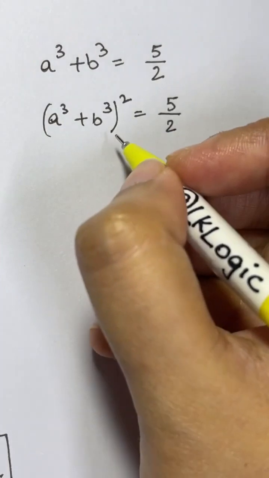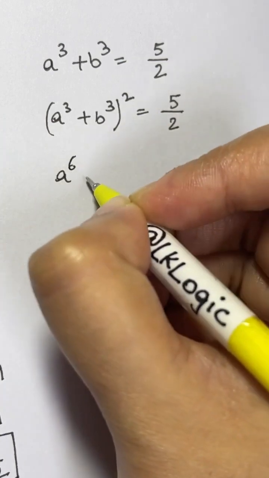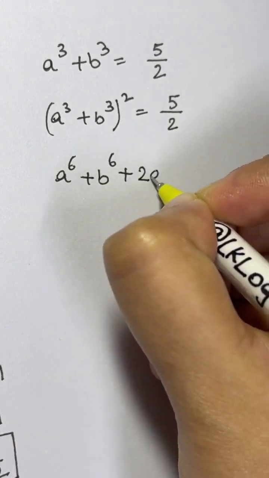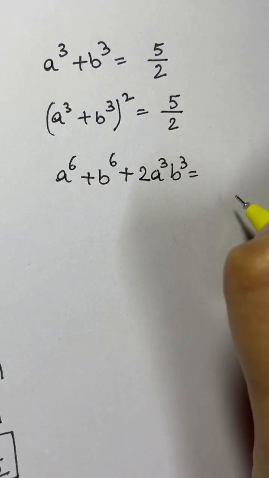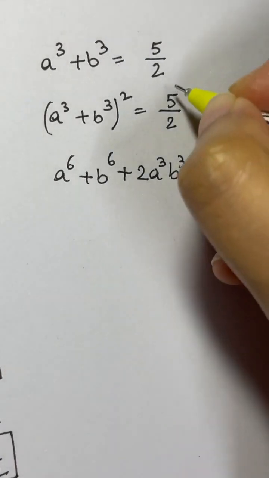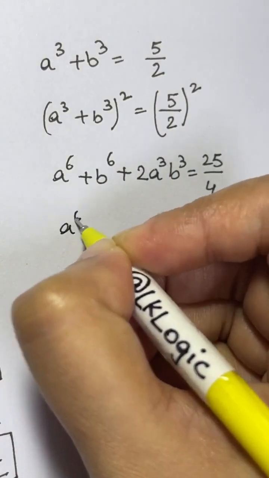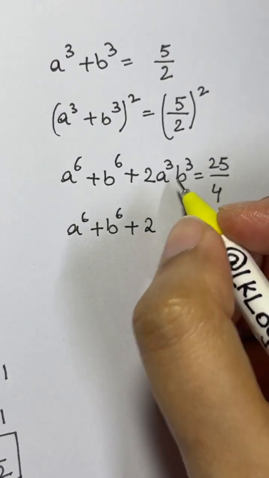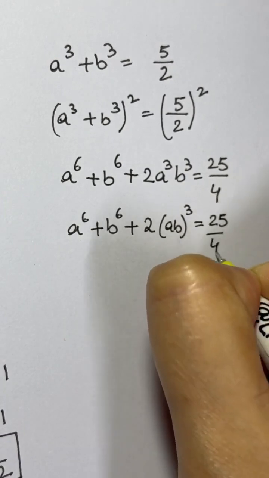Now squaring a plus b the whole square, so you have a squared, that is 3 times 2, 6, plus b to the power of 6 plus 2ab, a cube b cube is equal to squaring 5 squared is 25, 2 squared is 4. Alright, now I have a to the power of 6 plus b to the power of 6 plus 2ab the whole cube is equal to 25/4.